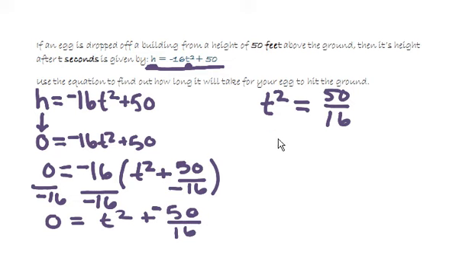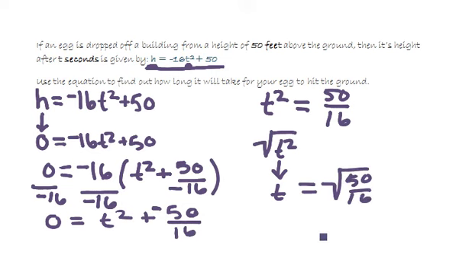Now comes the tricky part. We're going to get rid of the square on the t because we want t to be isolated in the end. So we do that by taking the square root of both sides of the equation. So the square root of t squared is pretty easy. It's just t. But the square root of 50 divided by 16 is going to be just a little more complicated.